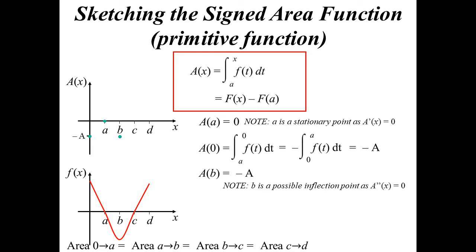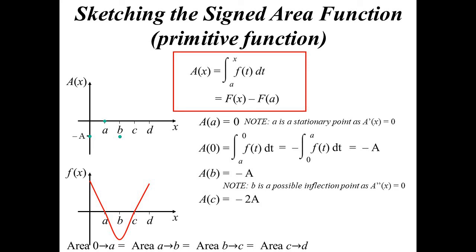Note, B, I now know is going to be a possible inflection point. Because the second derivative at that point is 0. Why second derivative? There's no mention of the second derivative. But look at your first derivative graph. At B, the first derivative is a stationary point. Therefore, its derivative is 0. Well, the derivative of the first derivative is the second derivative. So the second derivative is 0. We have a possible point of inflection. So I now know at this point at B, I have a possible point of inflection. Might not be. Let's see what happens with the rest of the points.